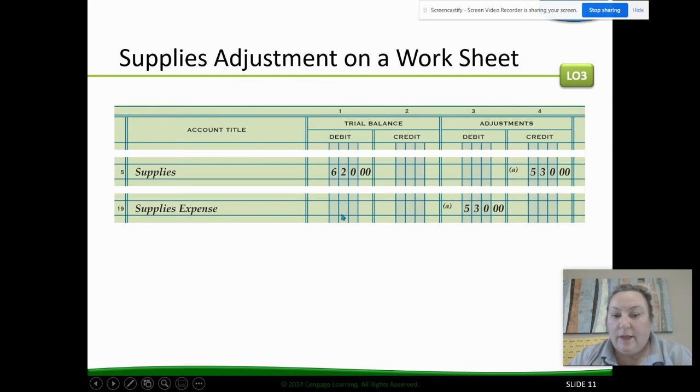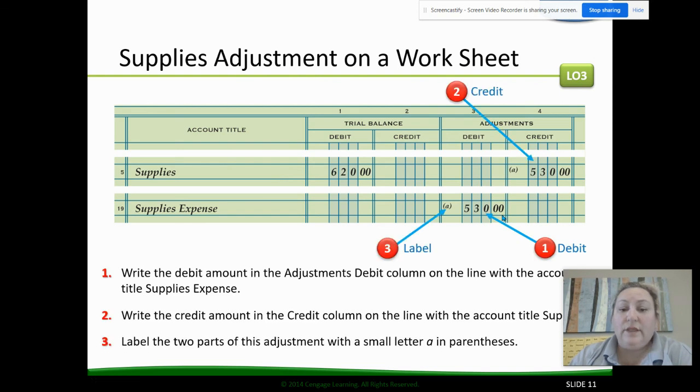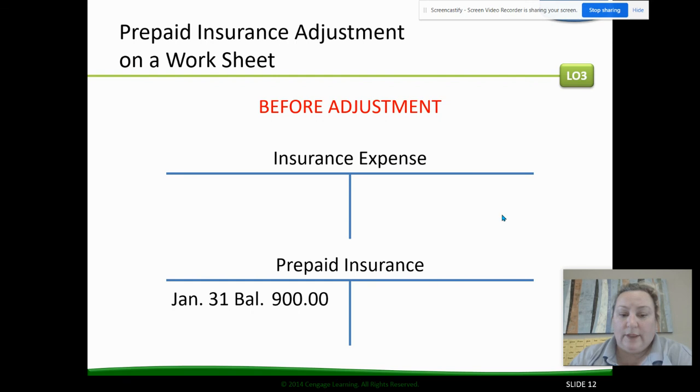So notice in the trial balance, there's no number here for supplies expense. That's because it didn't start with a number, but now it has a number. So now it's going to have a debit because it's an expense. Expenses are debits. And so there's going to be my debit and my credit. We're going to do the same thing for prepaid insurance.